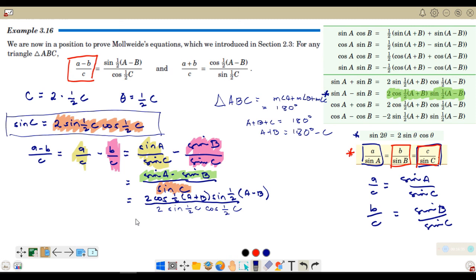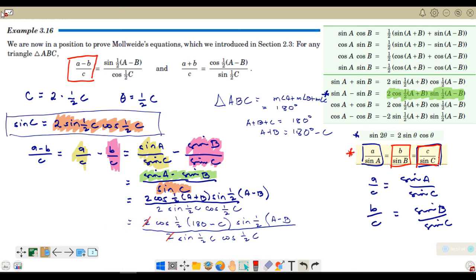So let's get rid of A plus B. Let's have here 2 cosine 1/2 A plus B is 180 minus C. And then as is tayo dito sa kabila, we have sine 1/2 A minus B. For the denominator, we still have 2 sine 1/2 C cosine 1/2 C. What do we notice about the numerator and denominator? May common sa kanila. Parehas silang may 2. So, tanggalin na natin si 2. Okay?